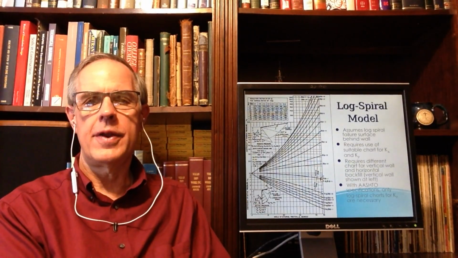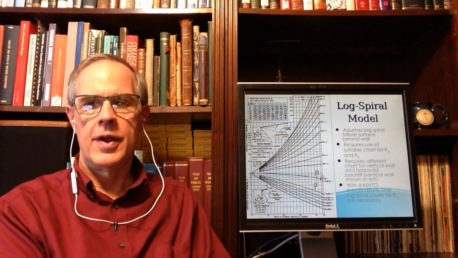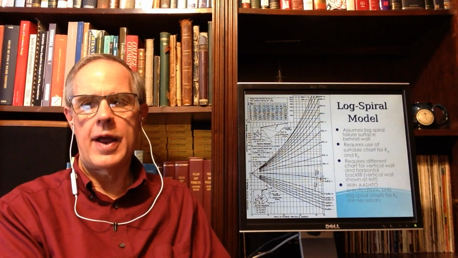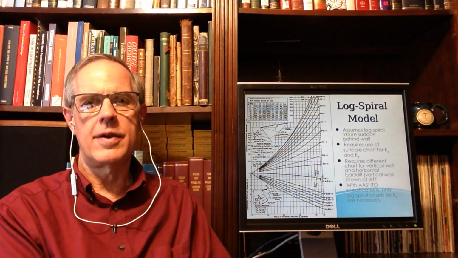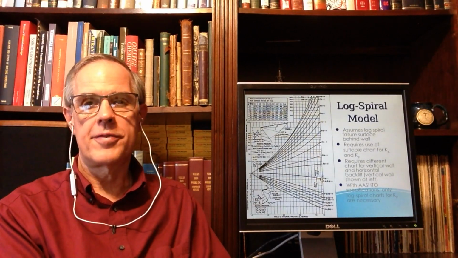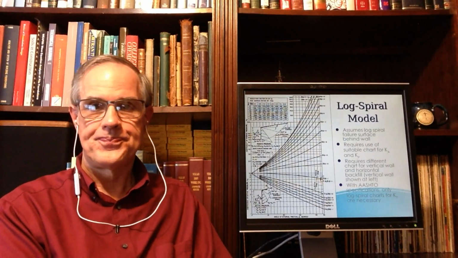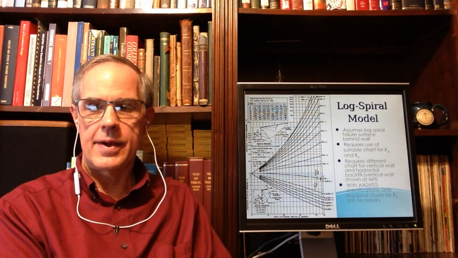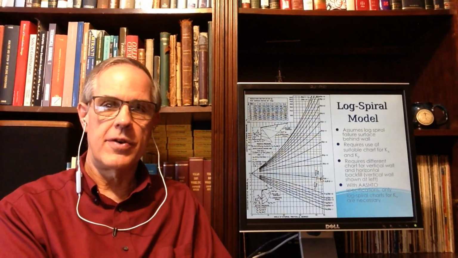Log spiral theory, the big difference is the shape of the failure surface it assumes. And unfortunately with log spiral, the only way you have available to solve is to use a chart. And this is a chart. I explained it to you last semester. And we have active charts and passive charts.